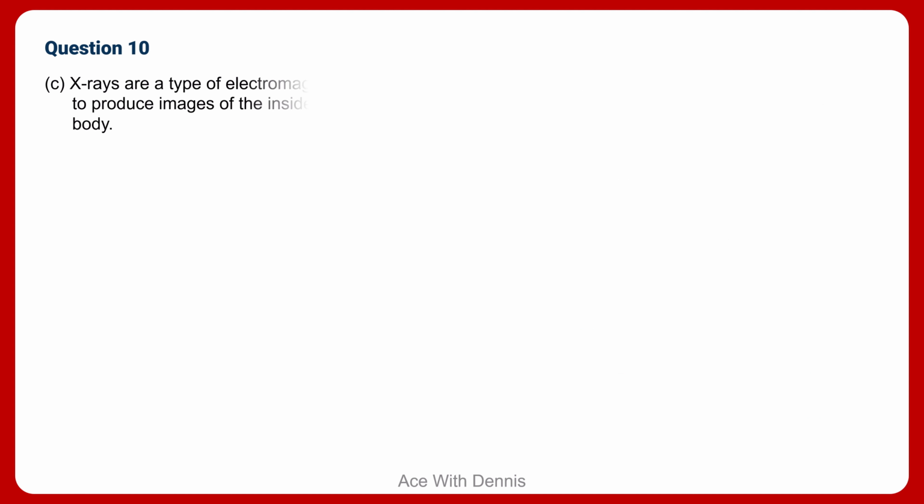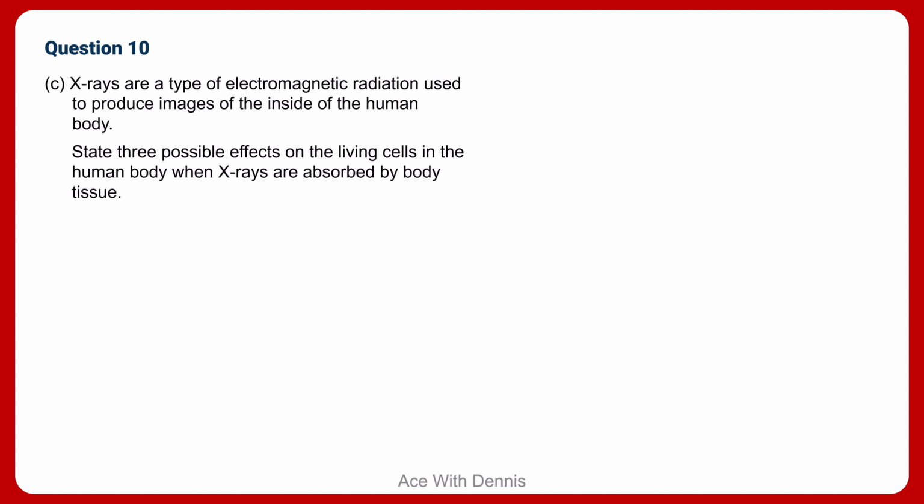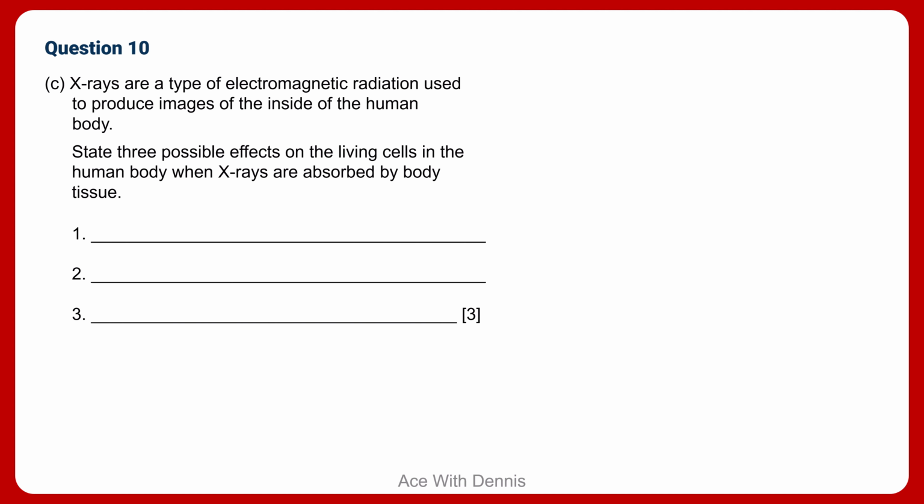C. X-rays are a type of electromagnetic radiation used to produce images of the inside of the human body. State 3 possible effects on the living cells in a human body when X-rays are absorbed by body tissue. 3 marks. Okay, again, this is also a very textbook-based question. You can find the answer directly from the textbook. The first possible effect on the living cell is DNA damage. Second is cell damage and death. And the third one can be abnormal cell division and growth.